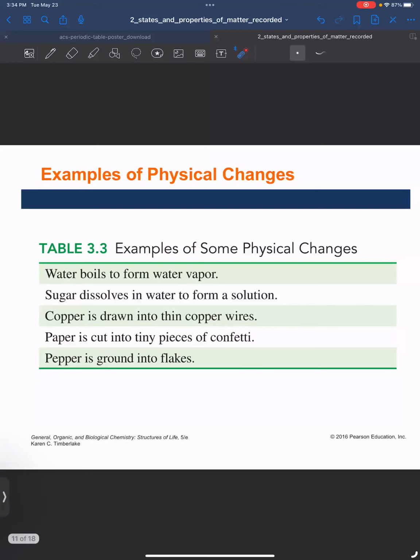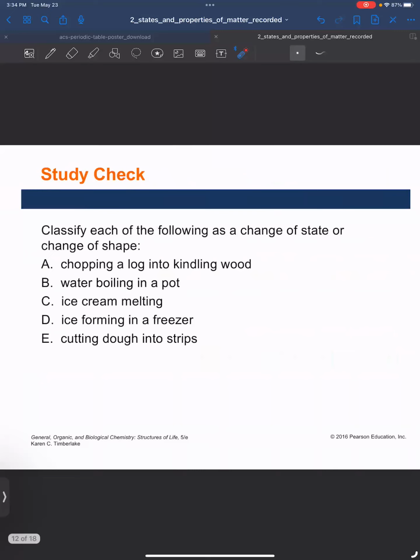So go ahead and pause the video, try the study check on your own, and then come back and check your work with me. All right, we were asked to classify each of the following as a change of state or change of shape. So chopping a log into kindling wood. What did you say? Excellent. It's just a change of shape.